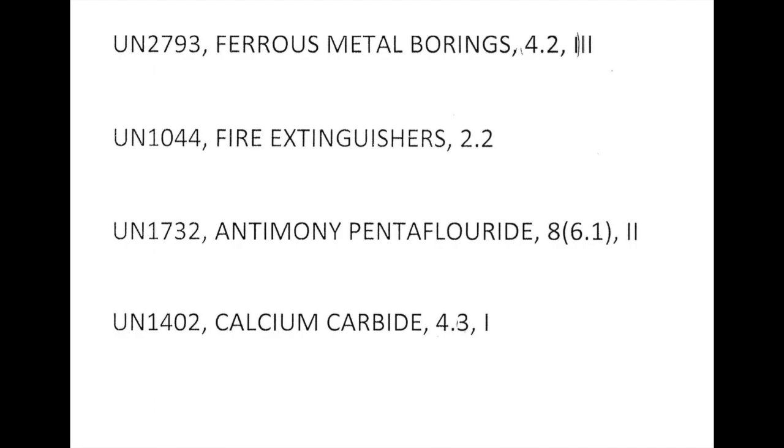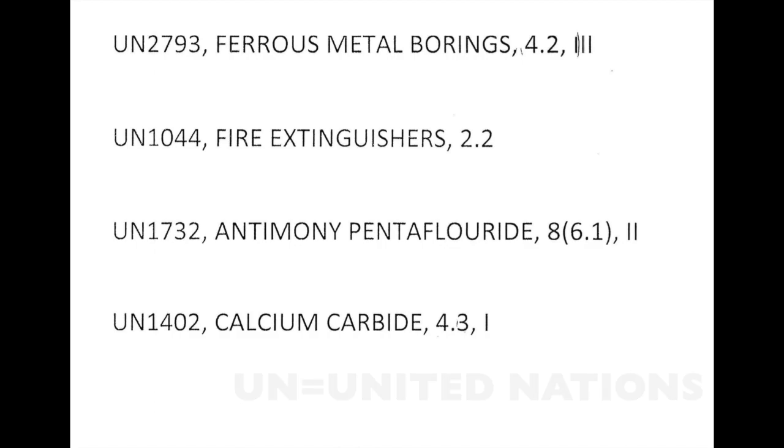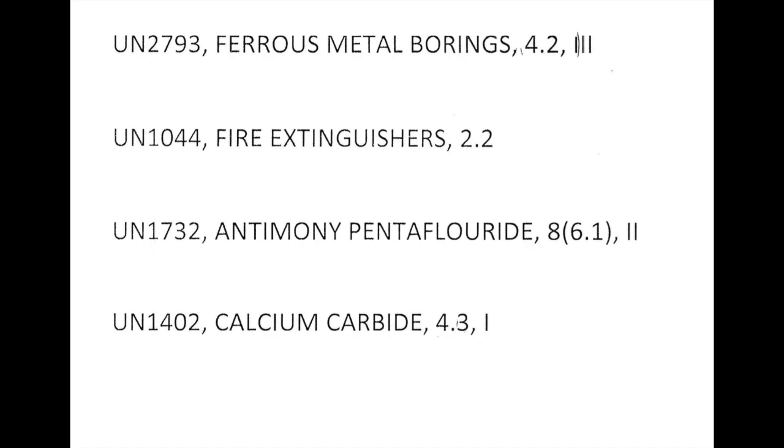All hazardous material entries will start the same way, with a UN number or an NA number. UN stands for United Nations and NA stands for North America. After the UN number or NA number, it will tell you the name of the hazardous material. So looking at the first one, UN 2793, ferrous metal borings is the name of the hazmat material. Following that name, we're going to see a number. In this case, 4.2.